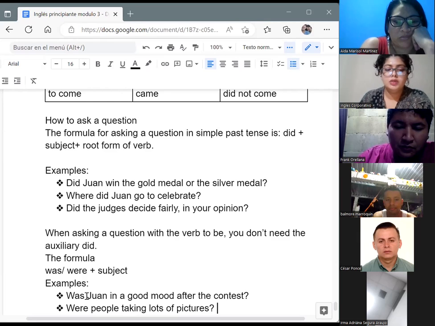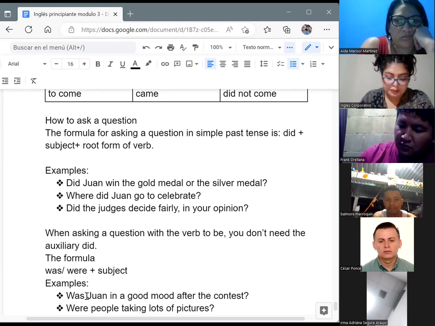So in this case, you have the verb to be at the beginning of your sentence. And also, you are not going to use the auxiliary because it is not necessary.